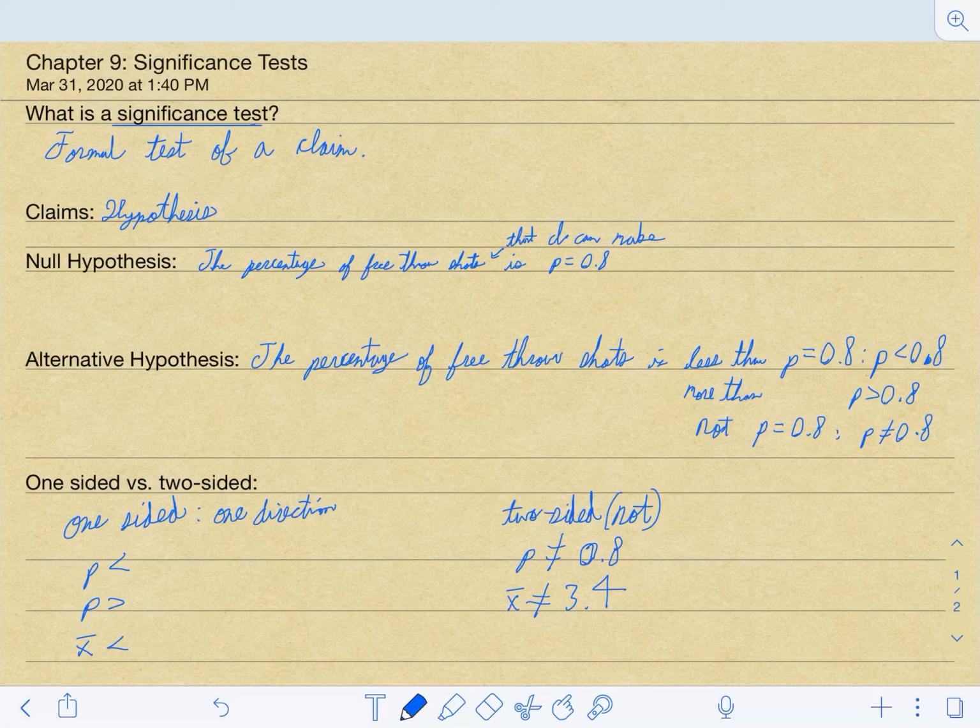Anytime you want to make a claim that's one-sided versus two-sided, if you're going to make the claim that's one-sided, you would say P is less than or P is greater than. And this requires you predicting a little bit. Specifically with free throw shots, oftentimes you want to be less than, unless their percentage is really low. Then you might want to say greater than. Whenever you're talking about the context of the problem, that's when you decide if it's going to be a one-sided or a two-sided situation.